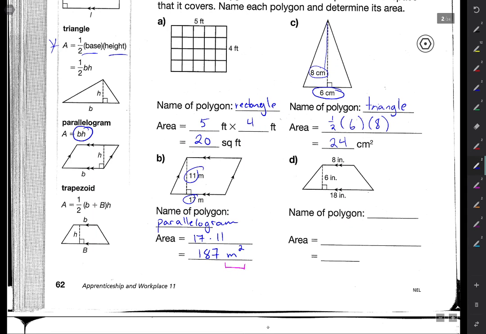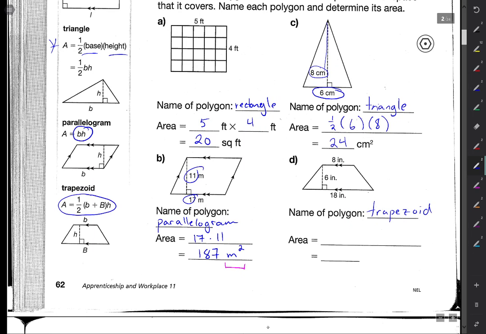And finally, this last one here is a trapezoid. And the formula they give us over here is a little bit complicated, so let's try to look into this.